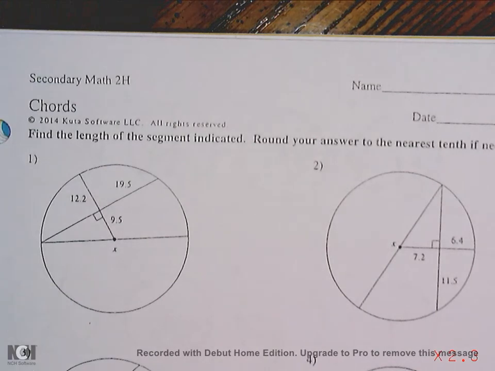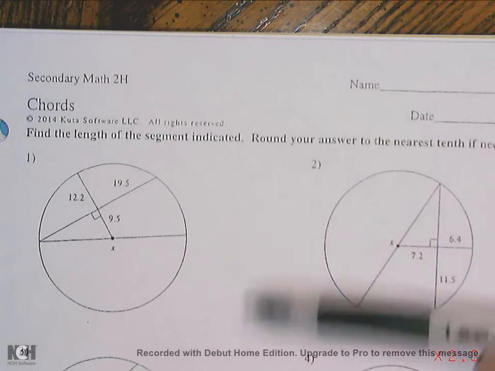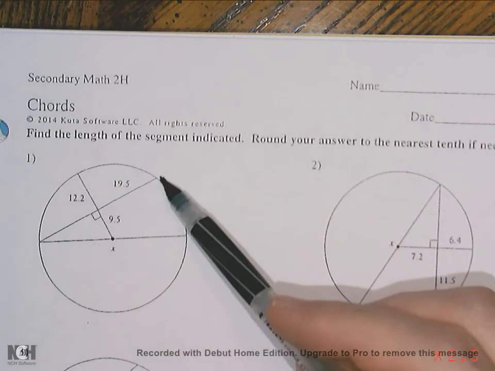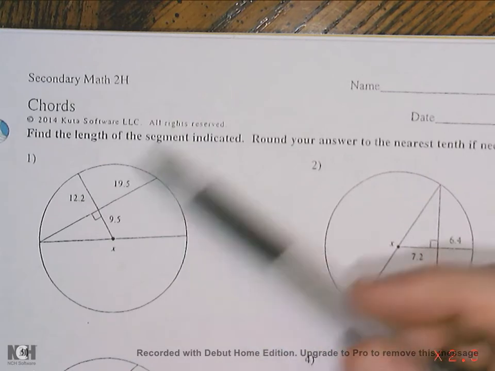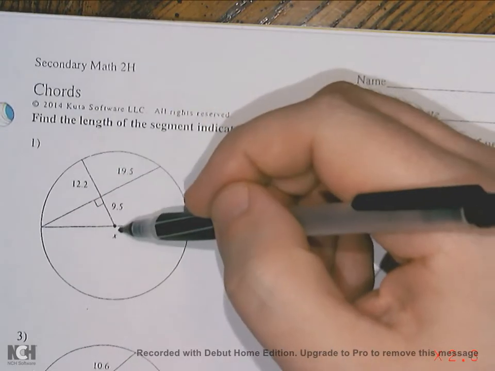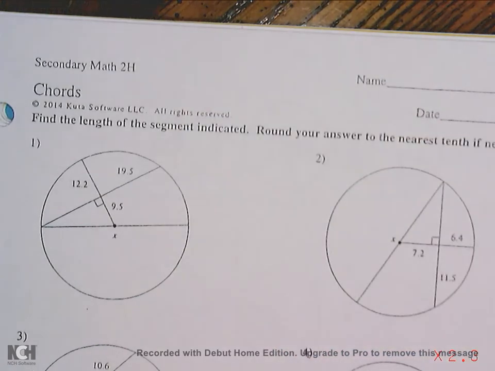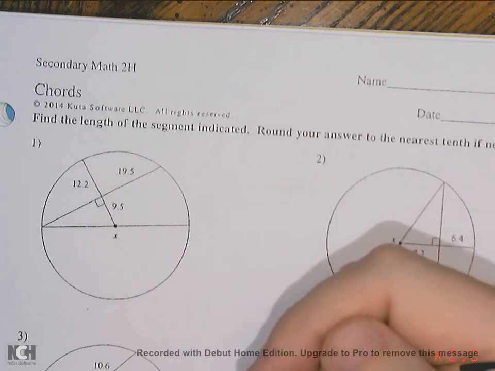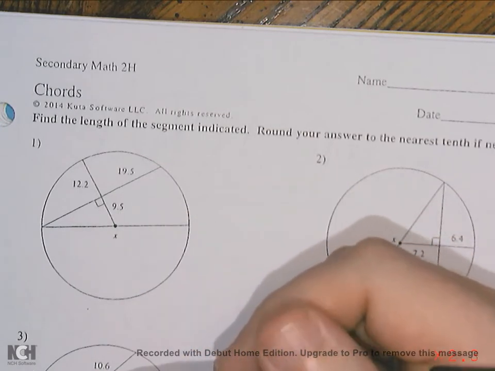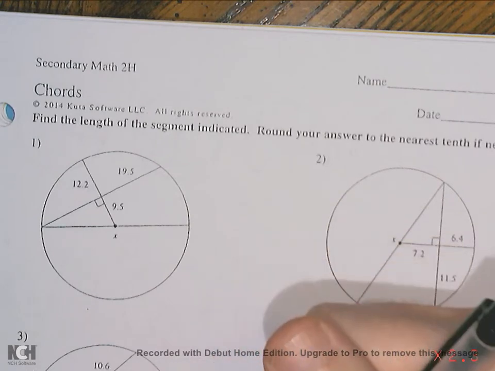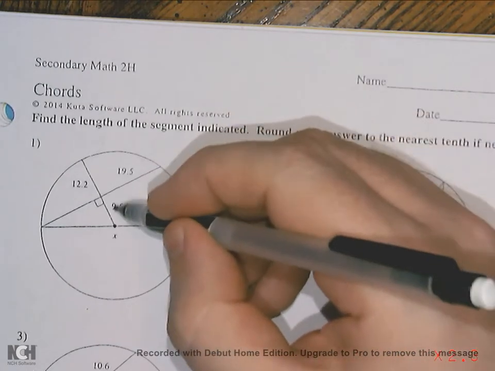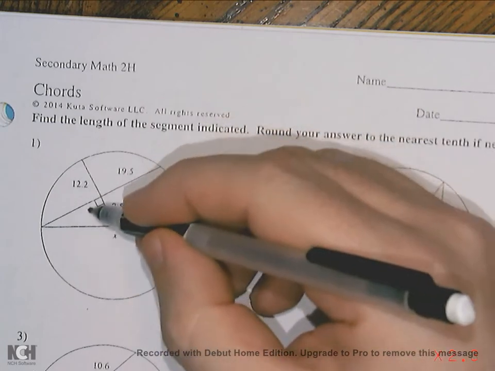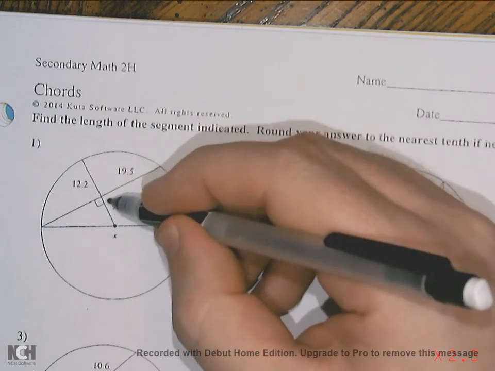Now, there is a property that can happen here. So if I have a chord on a circle, going from the diameter to one end of the circle, a chord like that, and then I have a radius that comes out and intersects that chord at exactly 90 degrees, it forms what we call a perpendicular bisector. And what that means is this line is cut exactly in half at a 90 degree angle. So all these are 90 degree angles.